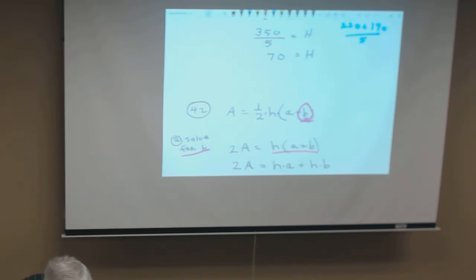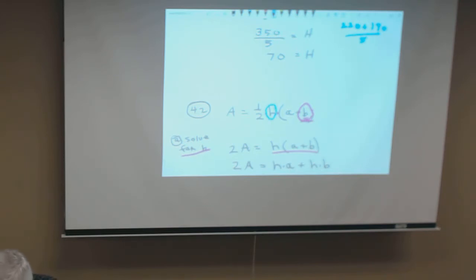Number 42, let's get back to math here. The area of a trapezoid is given by this formula. Did you know that? The area of a trapezoid is 1/2 times the height times parentheses the bases, the top base and the bottom base added together. You didn't know that. Well, it doesn't matter. It says solve for h.